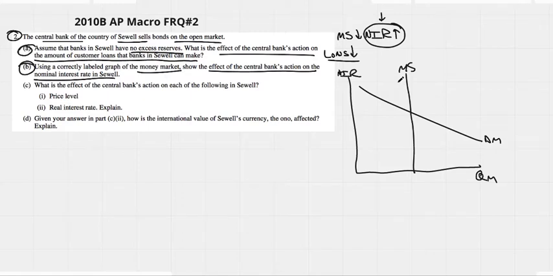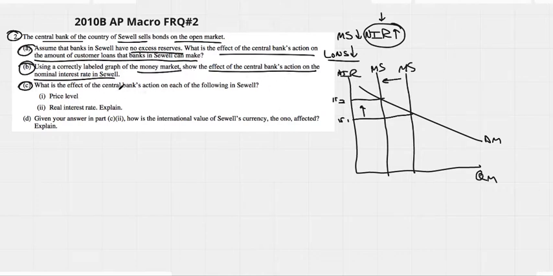We know they're selling bonds. If they sell bonds, the money supply decreases, so it shifts to the left. When money supply shifts to the left, interest rates go up. We can see that straightforward. All right, using a correctly labeled money market graph, show the effect of the action on the nominal interest rate. I think we did it.